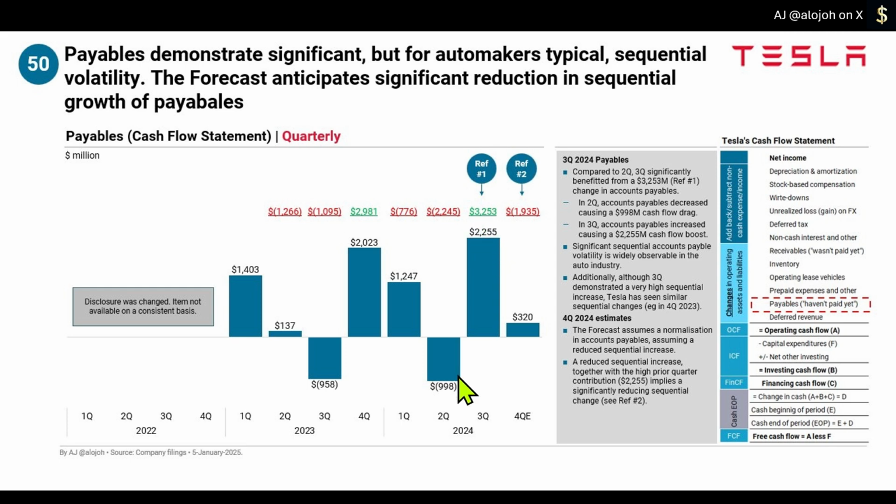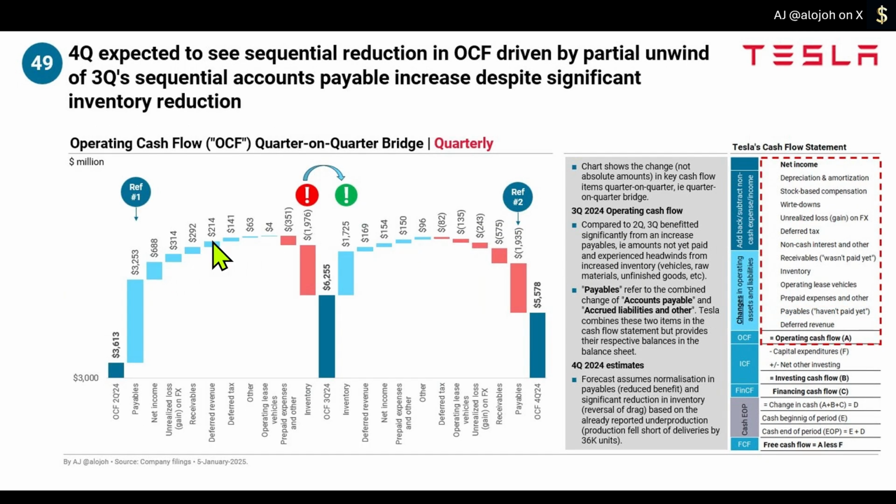So in the cash flow statement, you would see on the payables there was a positive 2.3 billion. In the second quarter, there was almost a 1 billion negative, and the change from 1 billion negative to positive 2.3 billion is the Q on Q sequential driver of 3.3 billion. And this is the number that you see right here. So this can be something a little bit hard to understand. This is not the absolute amount here. This is the change.